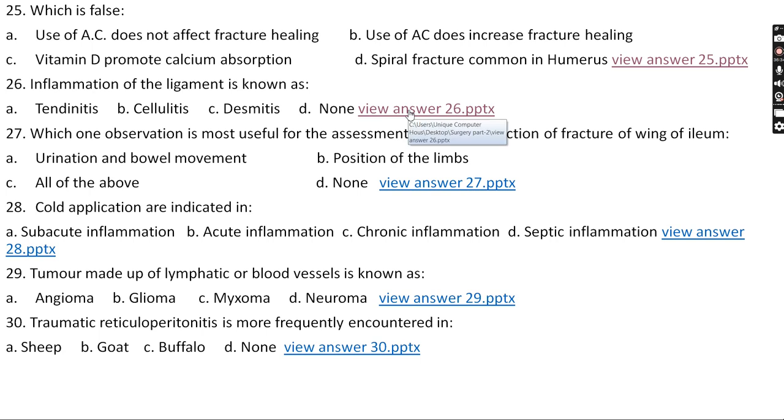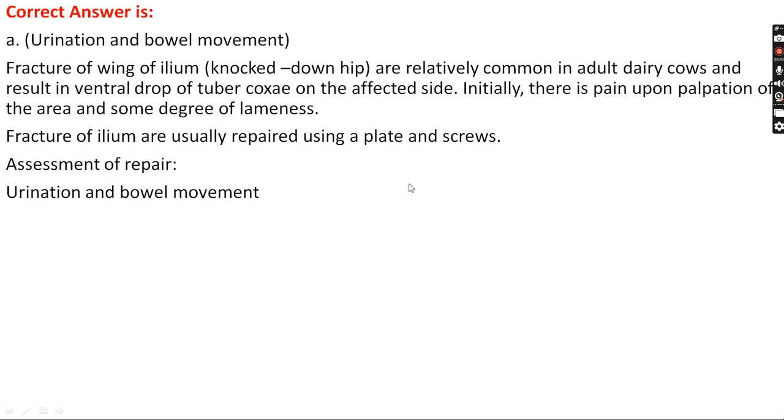Okay. Question number 27. Which observation is most useful for the assessment of closed reduction of fracture of wing of ilium? Option A, urination and bowel movement. Option B, position of the limbs. Option C, all of the above. Option D, none. The right answer is option A, urination and bowel movement.